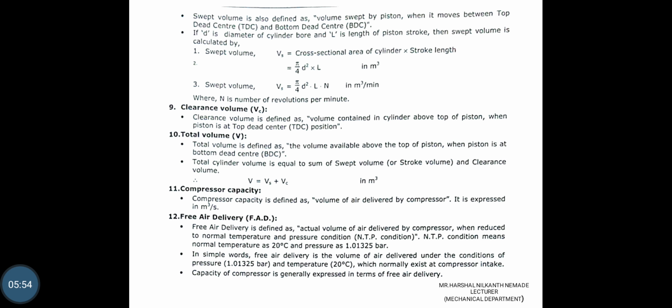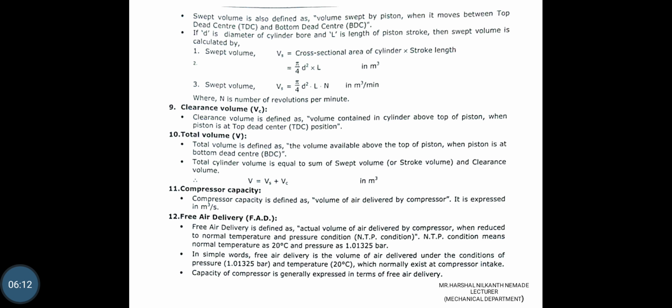Compressor capacity is defined as the volume of air delivered by the compressor. It is expressed in meter cube per second. Free air delivery, we can say FAD. Free air delivery is defined as the actual volume of air delivered by the compressor when reduced to the normal temperature and pressure condition.